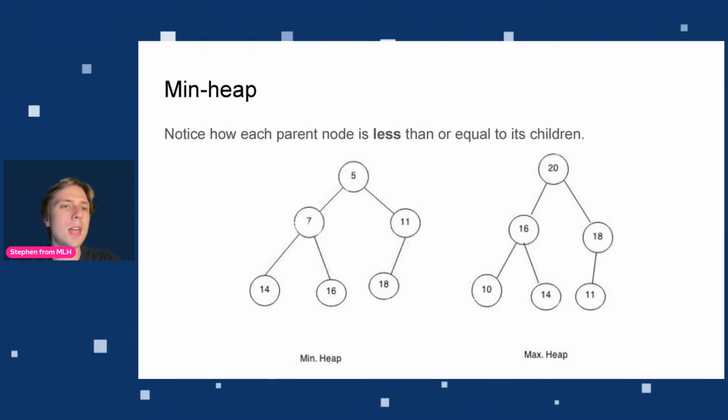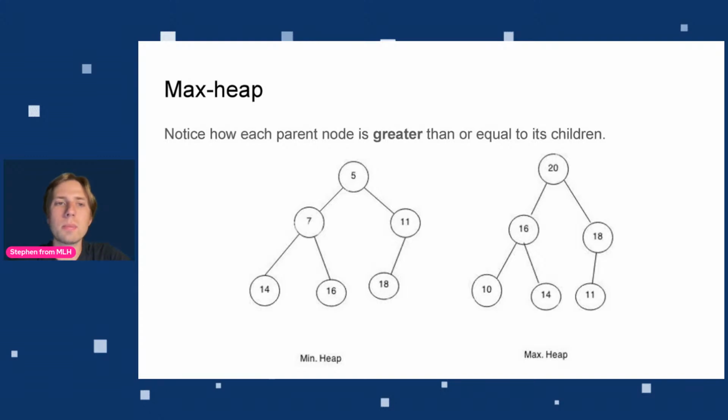You can see that the highest values are on the lowest level here. You have 14, 16, and 18. Those are all larger than their second level neighbors, 7 and 11, and then 5 is the smallest and is at the root. So that would be an example of min heap structure.